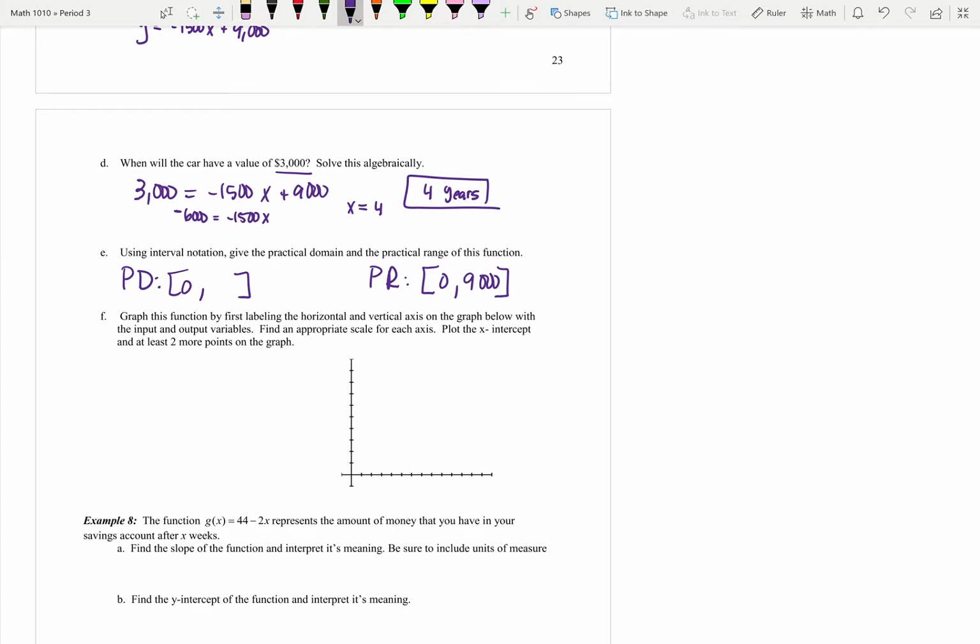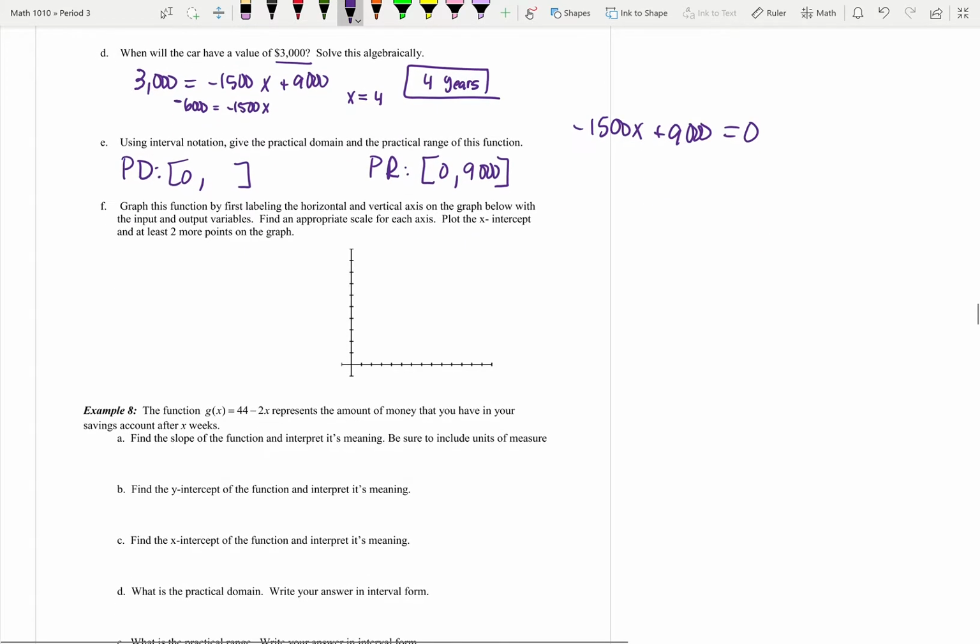How am I going to find out the biggest number of years? What am I going to do? It's when the value of the car is a 0. So everybody go negative 1,500X plus 9,000 is equal to 0. It's when the value is a 0, then I can't drive that car anymore. Okay, move your 9,000 over. So everybody go negative 1,500X equals negative 9,000. Divide it, and you get X equals 6. So the most you can own that car is 6 years. X stands for age. I'm going to put a 6, and I'm good.